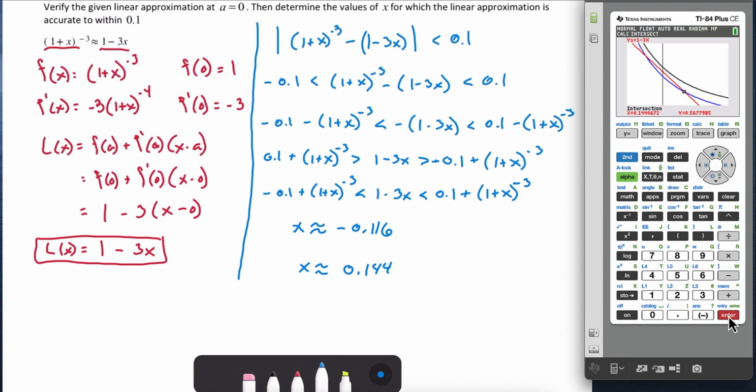So to answer the question, what are the X values for which the linear approximation is accurate to within 1/10? That is between negative 0.116 and 0.144, roughly. Again, we are estimating a little bit.